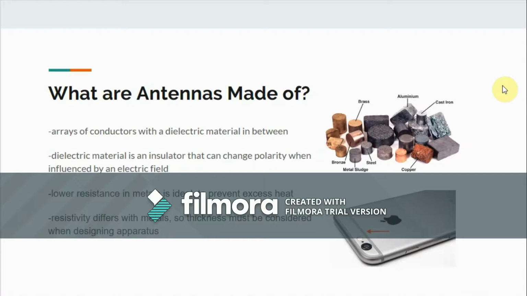Antennas are found in everyday devices that humans use, including cell phones, such as the one pictured right here. So the antenna for this iPhone 6 is this band along the back of it.